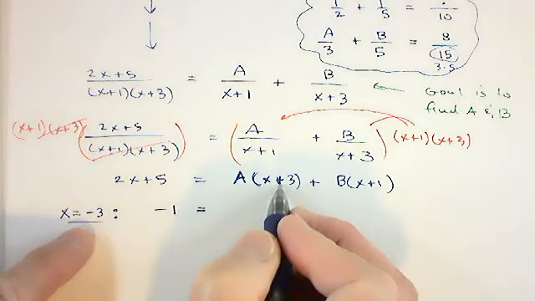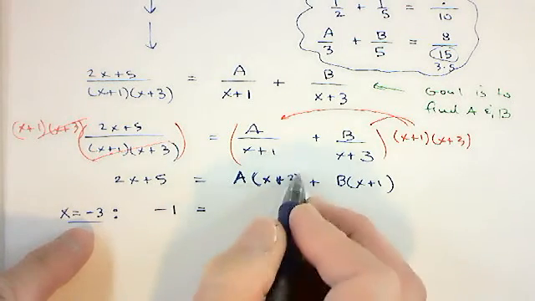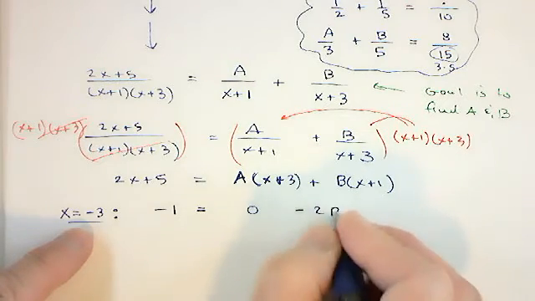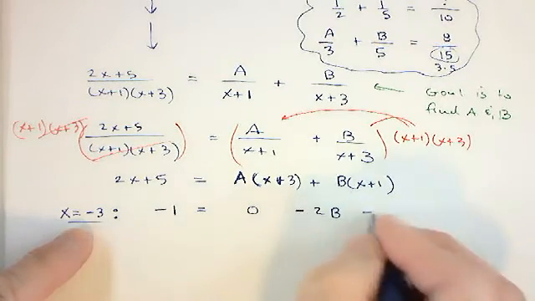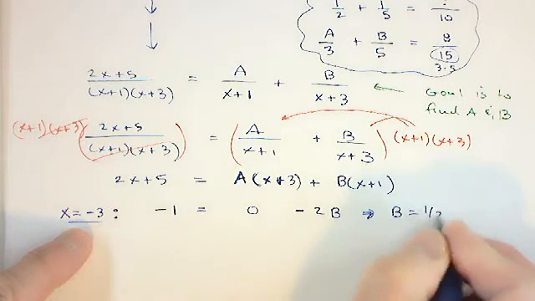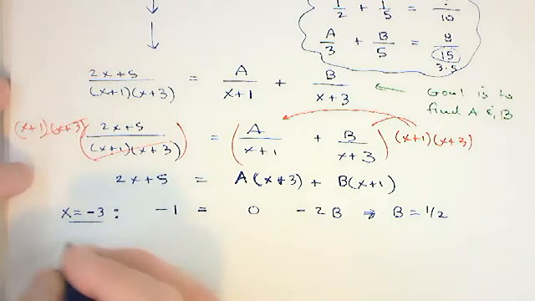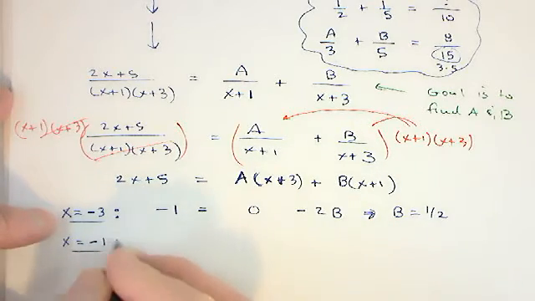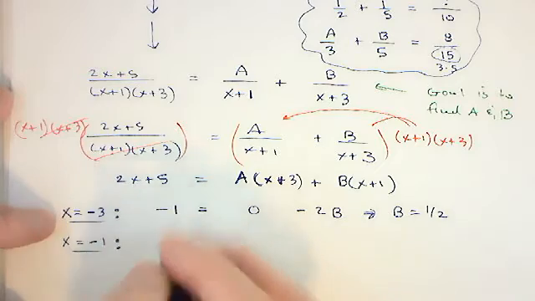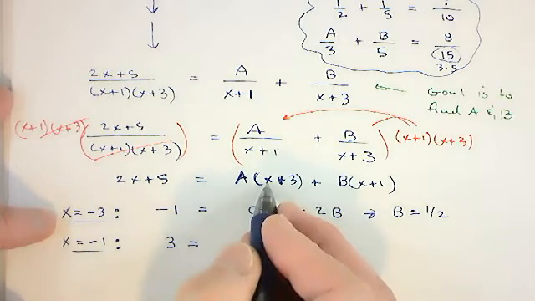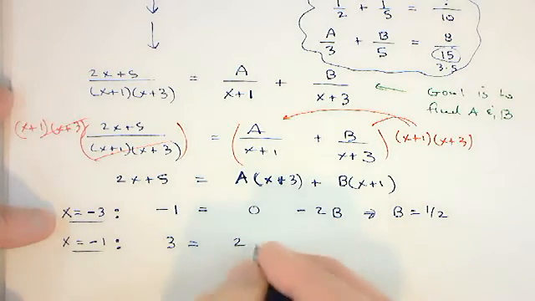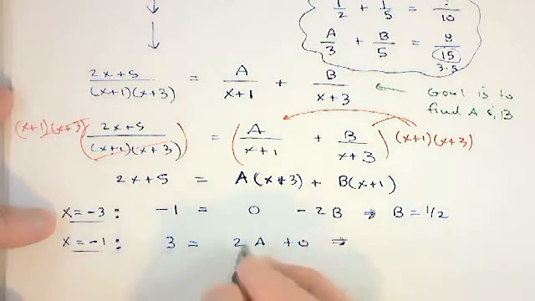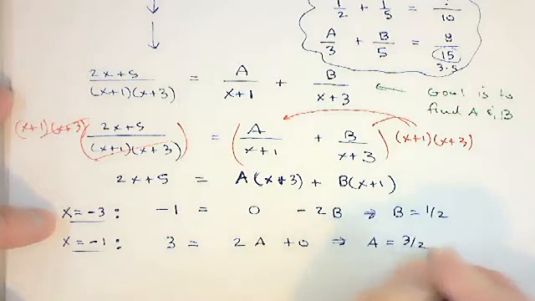And here you can probably see why I chose -3. This term is going to get wiped out. It's going to be 0. -3 plus 1 is -2, so -2b. If -1 equals -2b, I can quickly figure out that b is equal to 1/2. Now another nice number to plug in is -1. 2 times -1 plus 5 is 3. -1 plus 3 is 2. And then this term gets wiped out. So if 3 equals 2a, I can figure out that a is equal to 3/2.